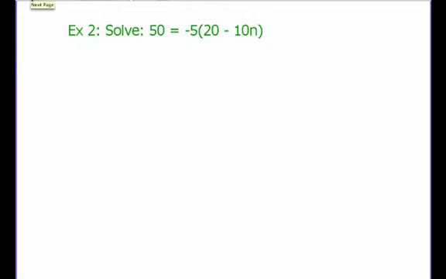For this example, I'd like you to pause the video, write this example down, and see if you can work it out before I go through it. So now that you've tried this problem, let's go ahead and do it together.